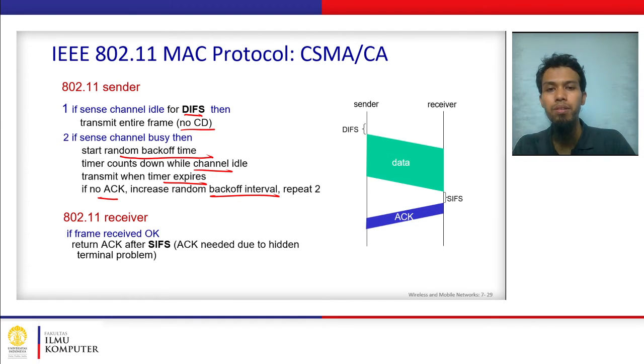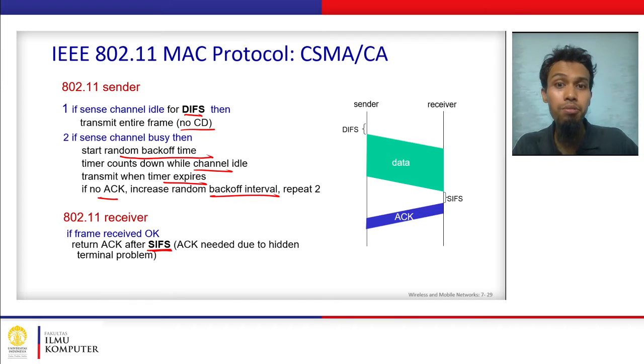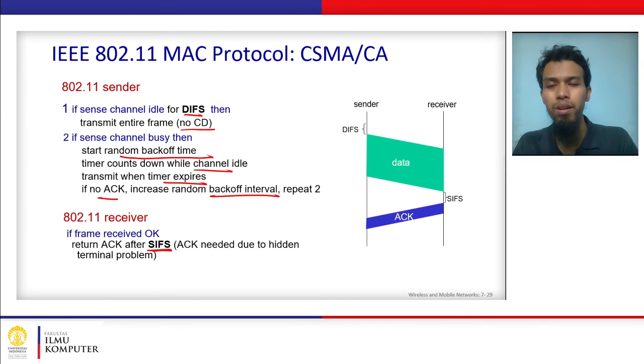Now at the receiver, the receiver has to send an acknowledgement if it receives all the data, and this is very important. The acknowledgement is sent after the short interframe space, SIFS. This acknowledgement is very important because it will be received by all the nodes. Due to the hidden terminal problem, this is just partly solving the hidden terminal problem.